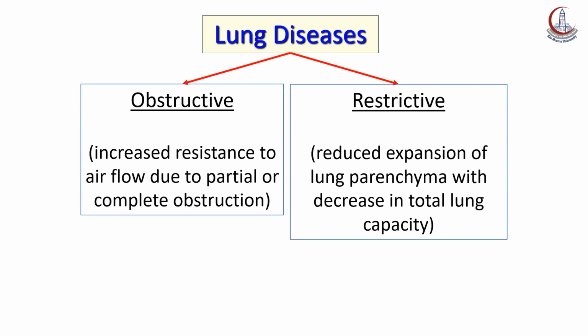In the previous lecture, we classified the diffuse lung diseases into two main categories, obstructive and restrictive diseases. Obstructive diseases means increased resistance to airflow due to partial or complete obstruction, while the restrictive lung disease is reduced expansion of lung parenchyma with decreased total lung capacity.